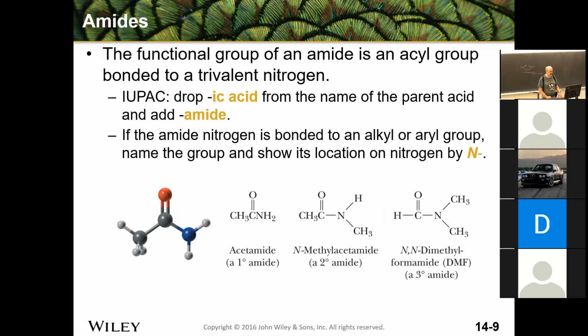Right, let's look at amides next. The functional group of an amide is an acyl group bonded to a trivalent nitrogen. We drop the -ic acid from the name of the parent acid, and then we add amide. Okay, so remember the suffix for amide is amide. All right, if the amide nitrogen is bonded to an alkyl or aryl group, then we locate that group by showing its location on nitrogen by a capital N. Okay, it has to be a capital N.